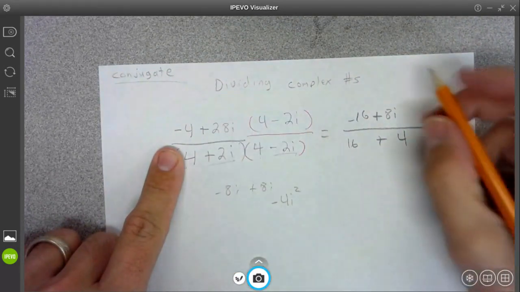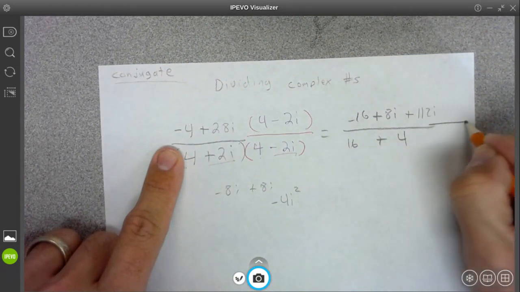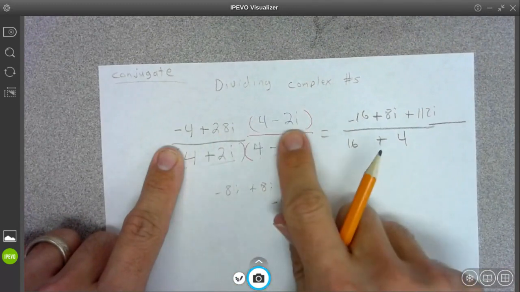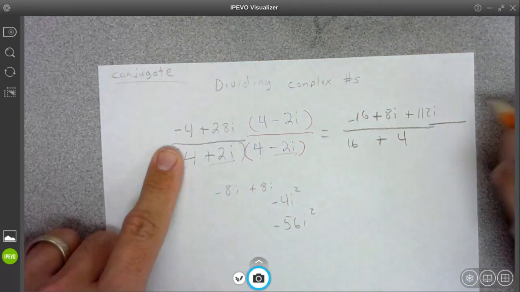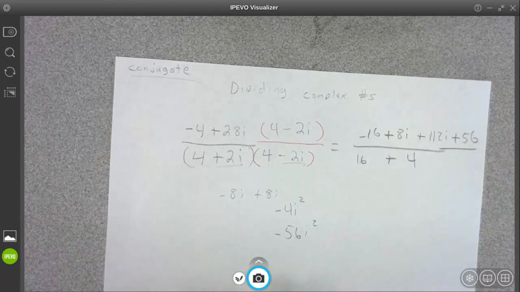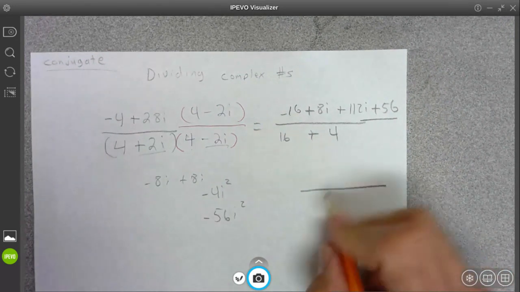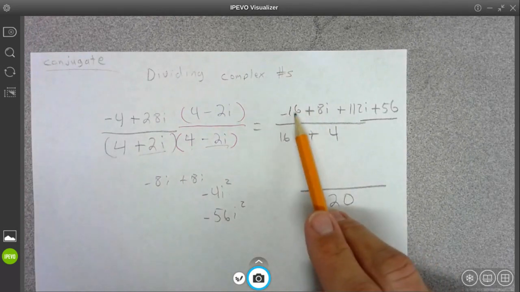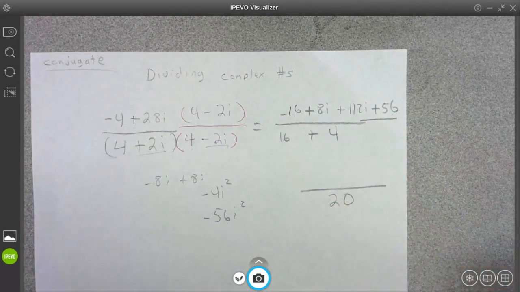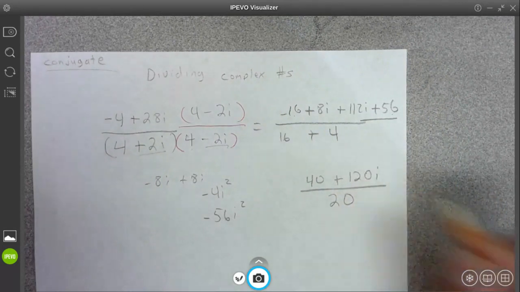28i times 4, 112i. And then 28i times negative 2i. Well, that's negative 56i squared. So it's a plus 56. All right, let's simplify some stuff here. I'm just going to work vertically. In the bottom, I'll do that part for you. 20. Up top, let's combine negative 16 and 56. That's 40. And then 8i plus 112i is 120i.